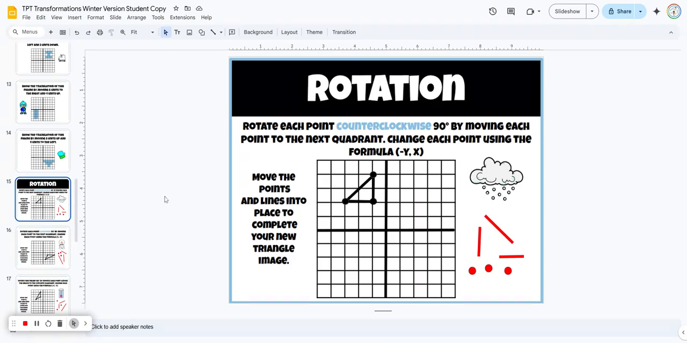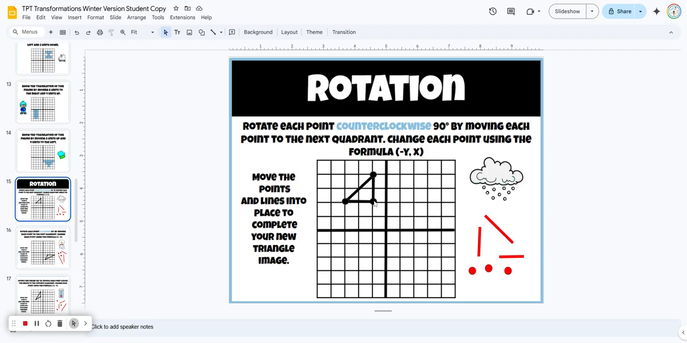Then we move on to rotation. And with rotation, we're going to be moving these pieces and these points. We're given the formula to move 90 degrees counterclockwise. So we're going to move this triangle shape around the origin. Counterclockwise 90 degrees would put it in quadrant 3.